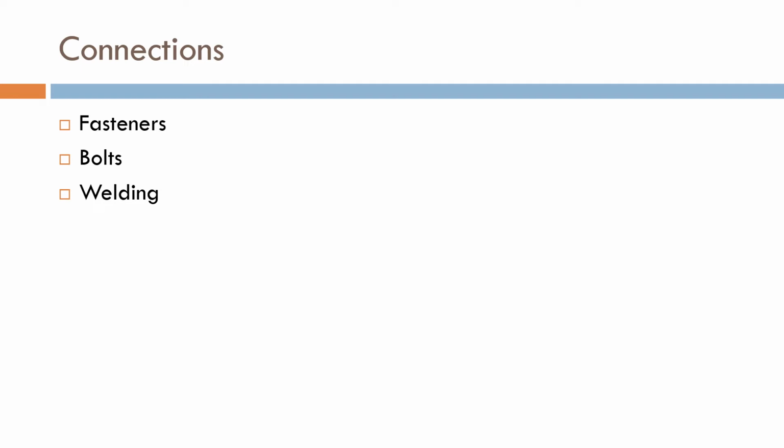Now, what kind of connections do we use to create different members, or in our case we have to study beams and flooring and trusses. So what are the types of connections that are used in steel sections? It's fasteners, bolts and welding.